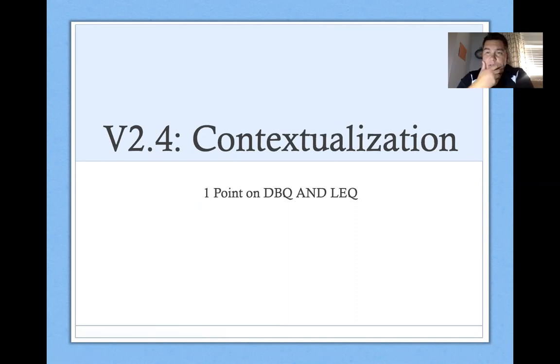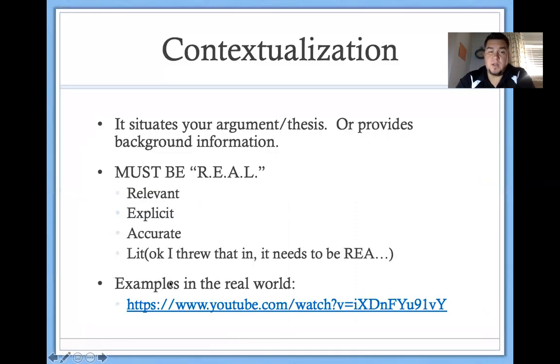So contextualization is, I'm going to go over the rubric in a little bit on the AP test, but it is worth 1 point on the DBQ rubric and it's 1 point on the LEQ rubric. So we're going to be practicing contextualization a lot all year, but I just want to introduce what that skill means. So when you see it, you know what I'm talking about.